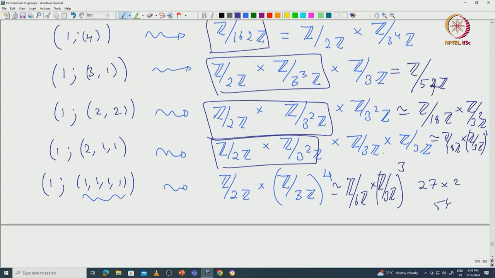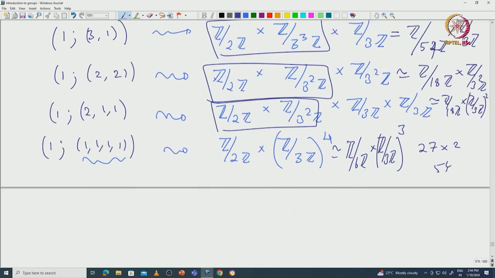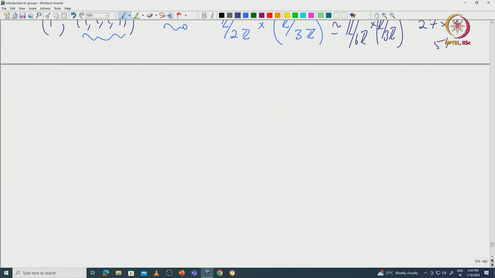Note that you have written all of them as a product of cyclic groups, but in a very specific order. It is in decreasing order, and the number of elements in each component has a specific property: the last component's number divides the previous component's number, and so on. So we are now ready to state this second version of the structure theorem.